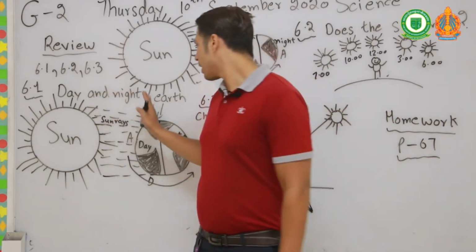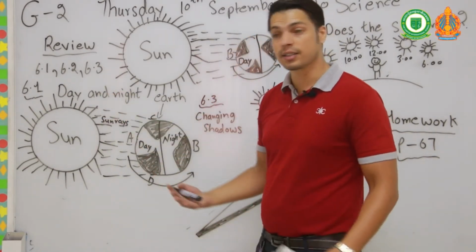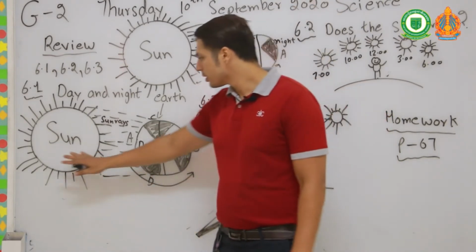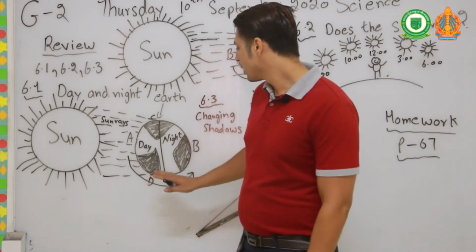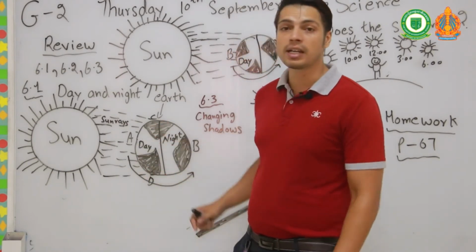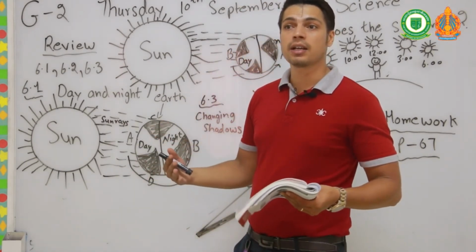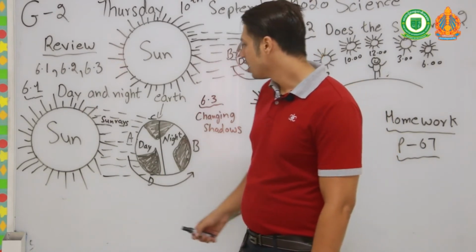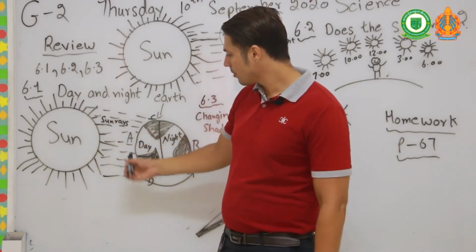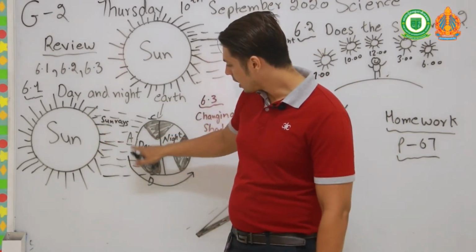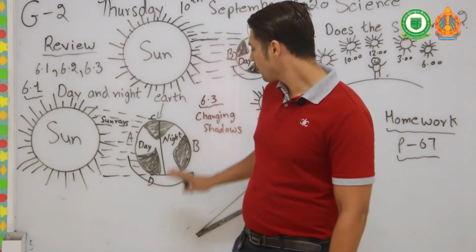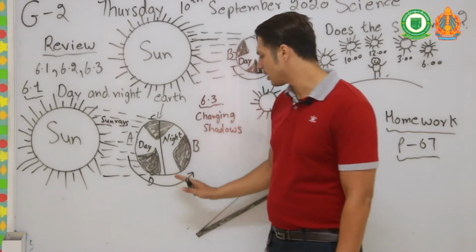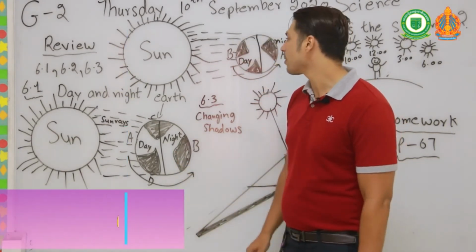So how do day and night occur, okay? The sun is not moving, the sun is stable, still, okay. So it's the earth's rotation that makes us see day and night, okay. The sunlight comes from the sun, and you can see now A part is facing the sun, so that's why they have day, and B part is not facing the sun, so that's why they are having night time.